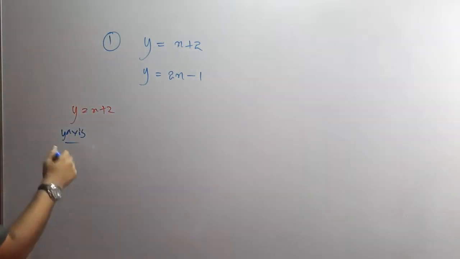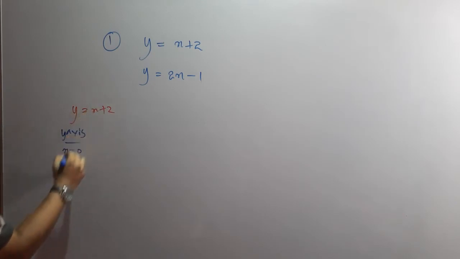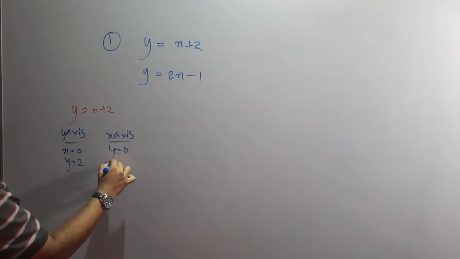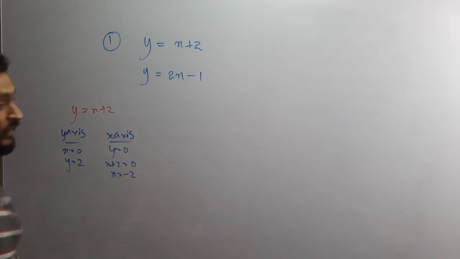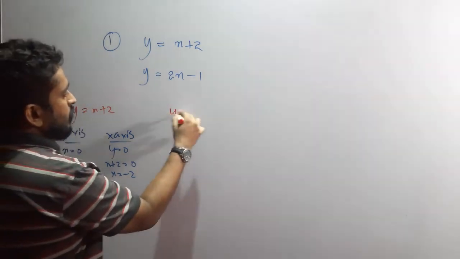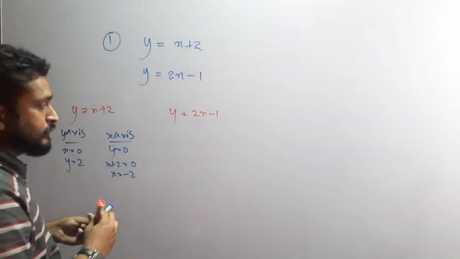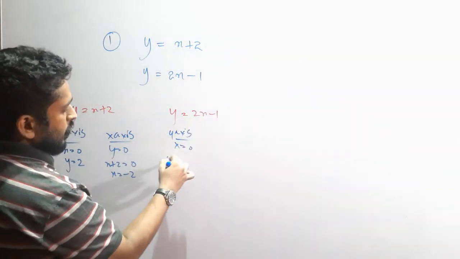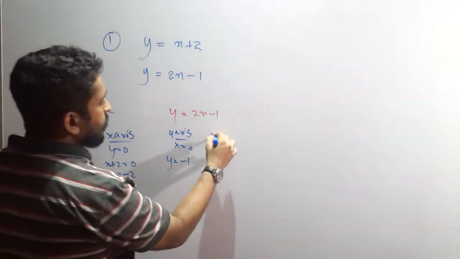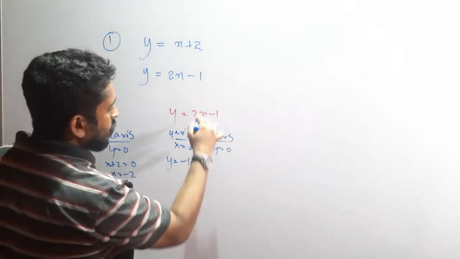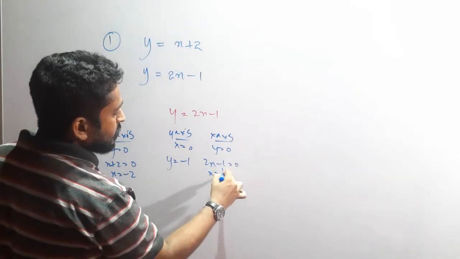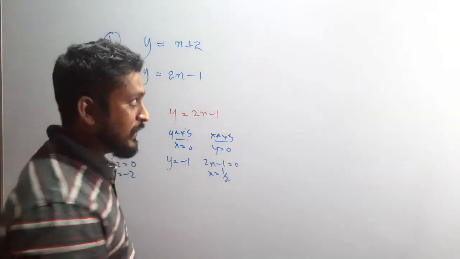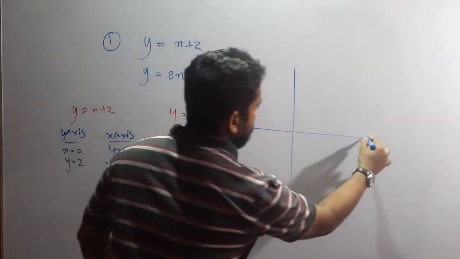Listen well. Y-axis by x equals 0, y equals 2. X-axis by y equals 0, x plus 2 equals 0, x equals minus 2. Then the data set for the next graph, y equals 2x minus 1. Cutting point of y-axis by x equals 0, y equals minus 1. Cutting point of x-axis by y equals 0, 2x minus 1 equals 0, x equals half. Now it is the time for sketching. Right.